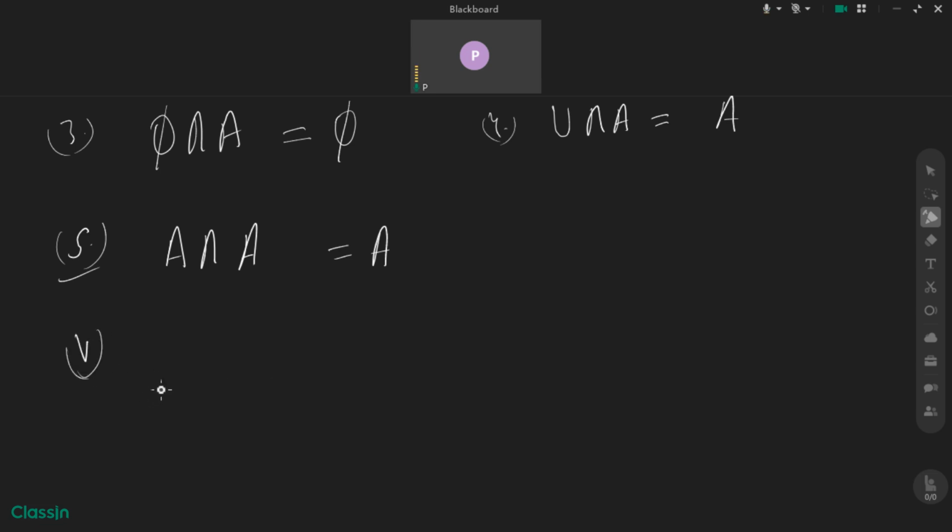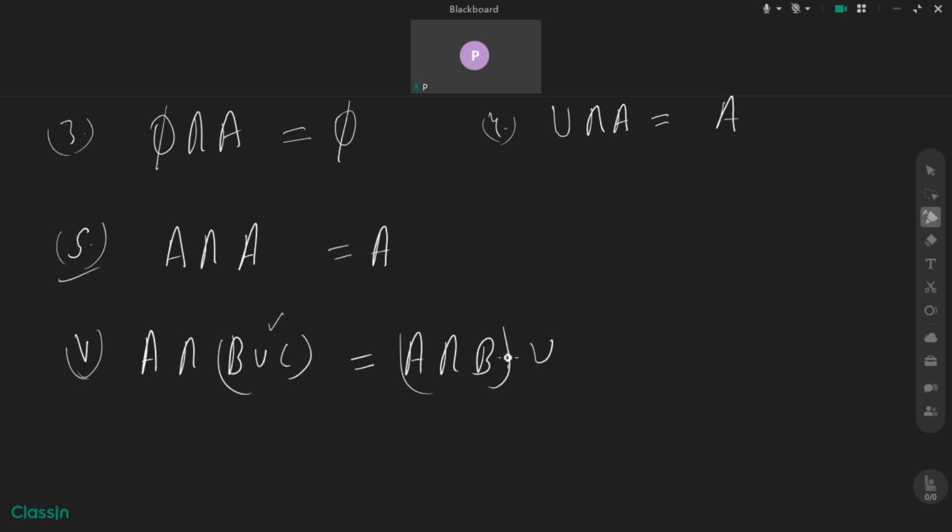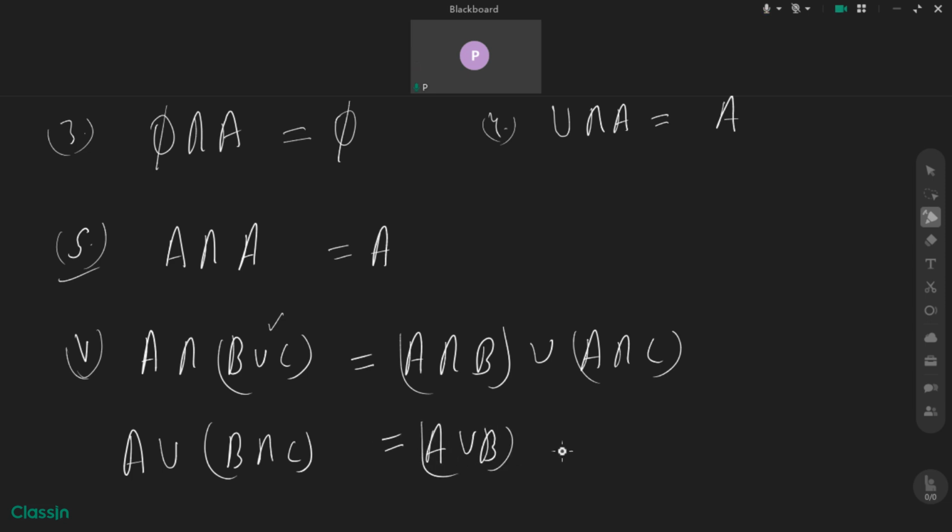Let us take the next one, that is known as distributive law. Distributive law says if I take A intersection B union C, then it will be equal to A intersection B, then we have to take the union with A intersection C. This is known as distributive law. Its second form will be like this: A union B intersection C will be equal to A union B, then this intersection, A union C. It is known as distributive law.